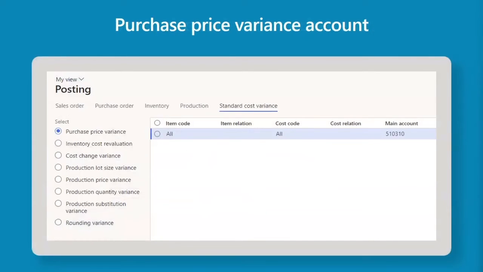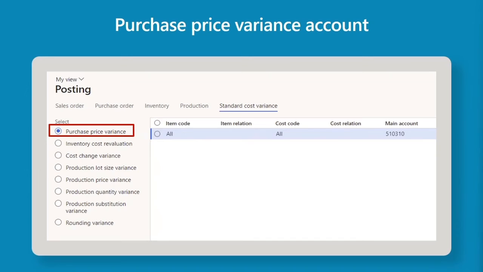Here you can see the inventory posting profile page. You can access this from the cost management module in the Ledger Integration Policies setup area. You'll need to first navigate to the Standard Cost Variance tab on the page. The first posting type or option that you see here is Purchase Price Variance. You'll need to make sure that this is selected, and then you'll add a row.